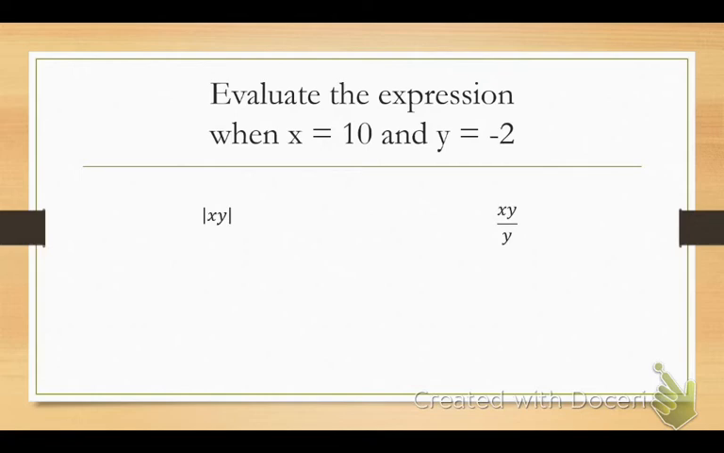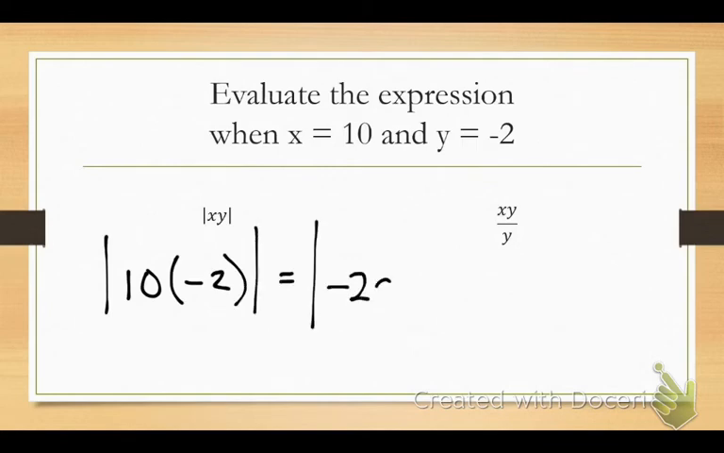We see those absolute value bars again. You saw those on your homework worksheet last night. Let's go ahead and solve these 2 expressions. I think the first one's maybe a little tougher than the second one, or maybe I'm wrong. Absolute value of 10 times negative 2. Well, the absolute value of negative 20 is going to be what? 20.